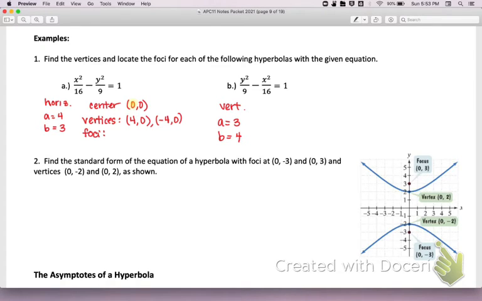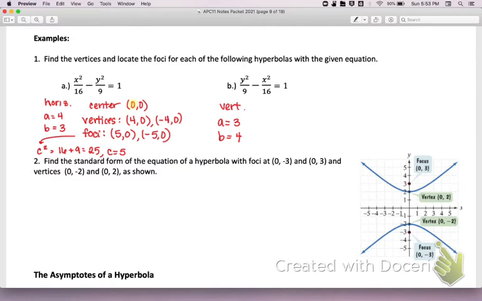So we know to get the foci that c squared is equal to a squared plus b squared, which is 25. So that means that c is 5. So the foci are going to be at 5, 0 and negative 5, 0. And we'll practice graphing these here in a minute.